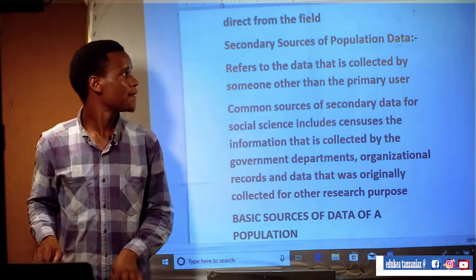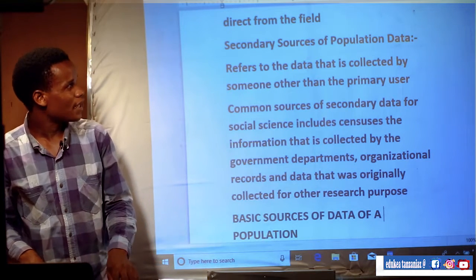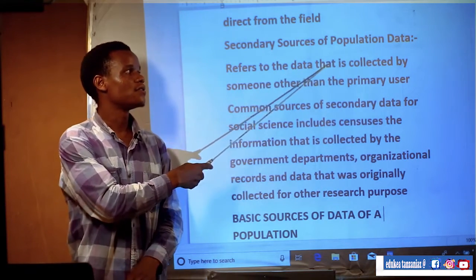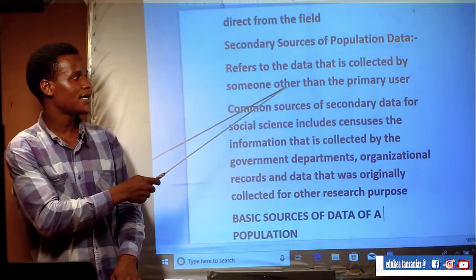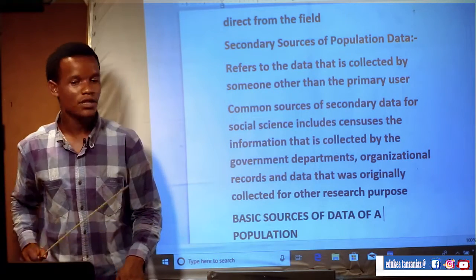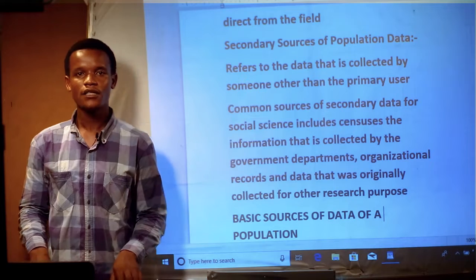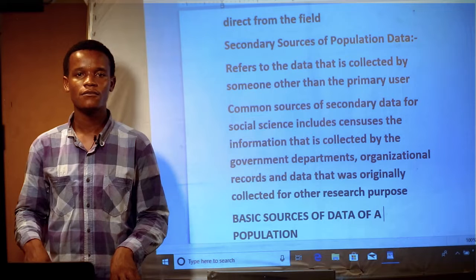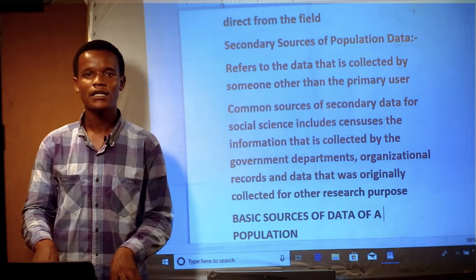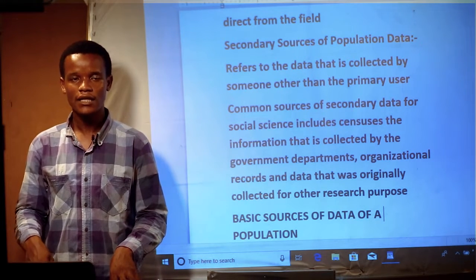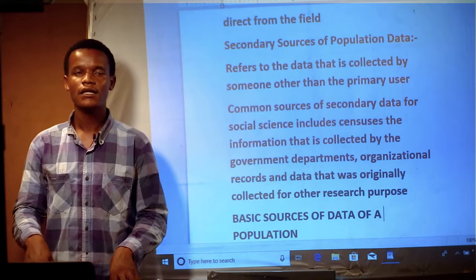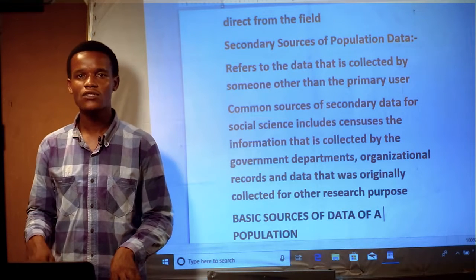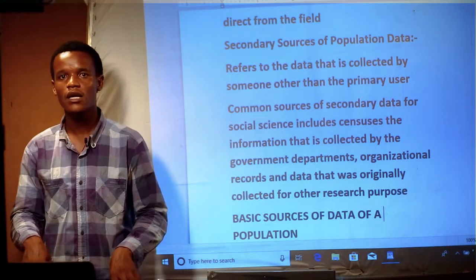Another source of data is the secondary data. It refers to data that is collected by someone other than the primary user. The difference is that primary data is obtained directly from the field, while with secondary data, the one finding data goes through different books and reviews like journals and magazines, and other sources of information found in the library.